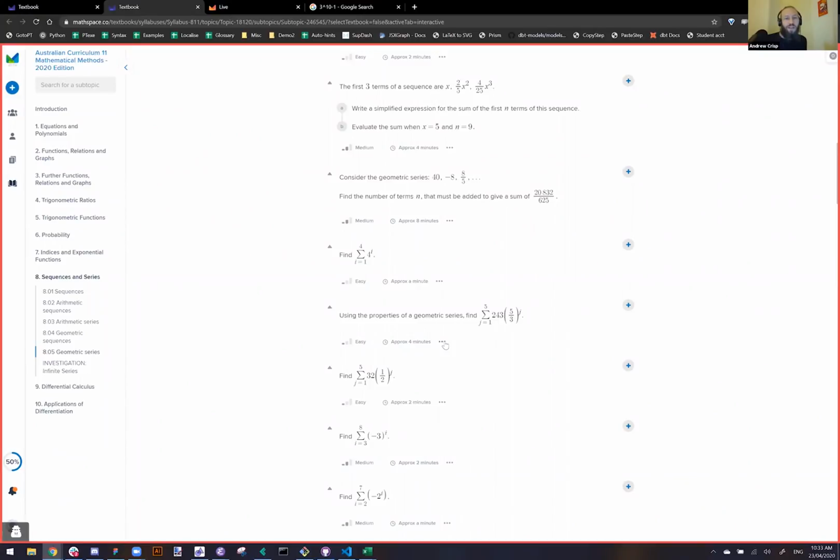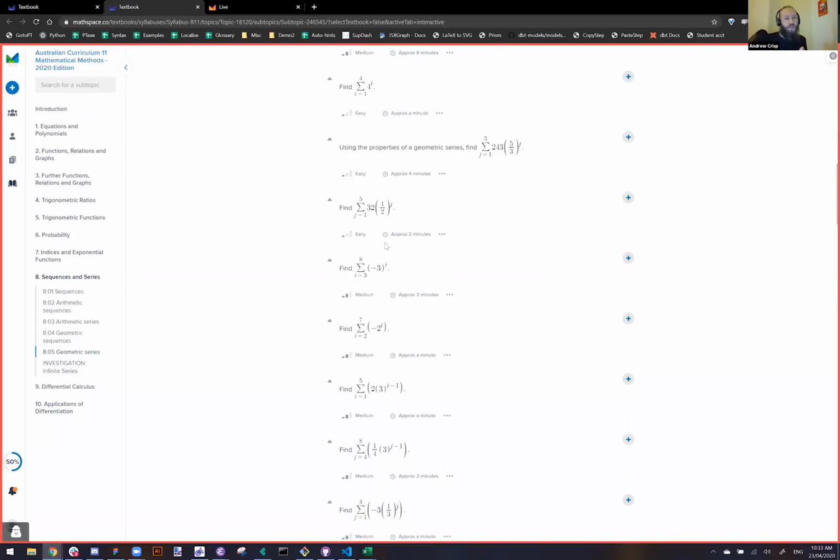Sigma notation is, what's a good way to describe it? Sigma notation is really powerful and really awesome, but it can be a little bit confusing. So what I'm going to do is I'm going to do these two questions, this one and then this one. Okay, let's do it. Try a question.